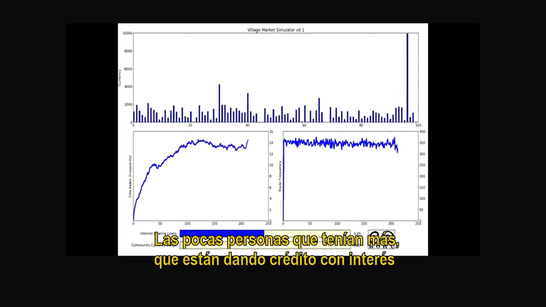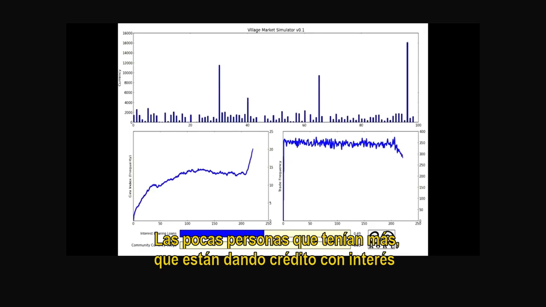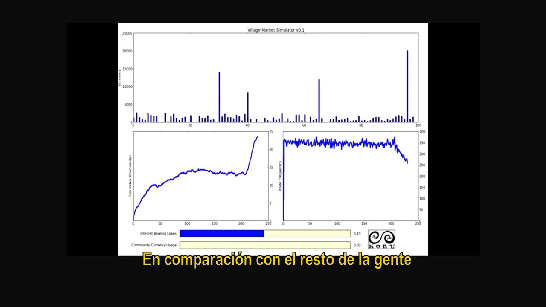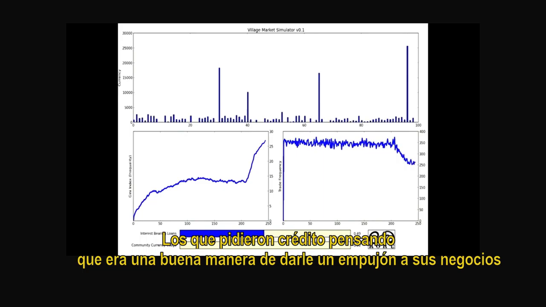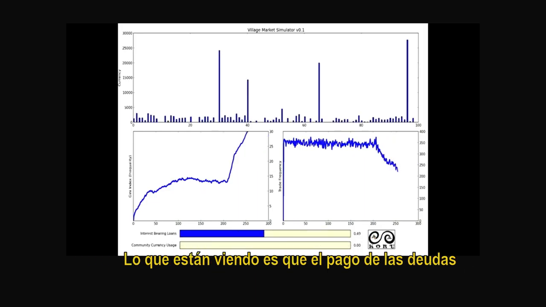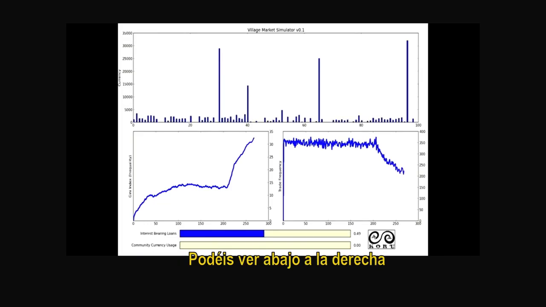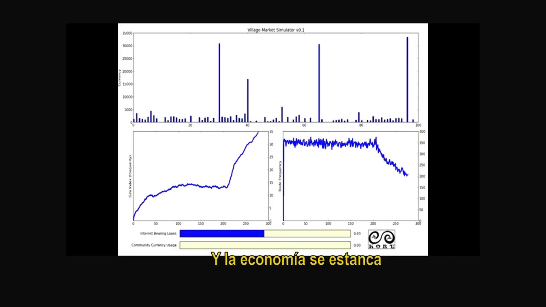There we go. So these very few people who are giving interest-bearing loans are starting to make huge amounts of money compared to everyone else. So instead of helping the economy, these interest-bearing debts are actually doing the opposite. So these businesses that went into debt because they saw it as an easy way to kickstart their business, instead they're finding that the debt payments are too much for them to handle. And so over time, you can see on the bottom right, their trade is dropping. The economy is basically being stifled.